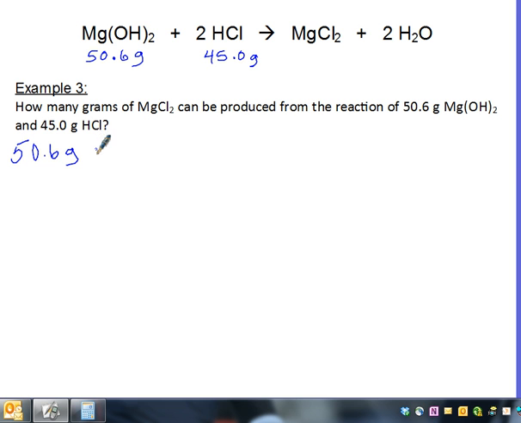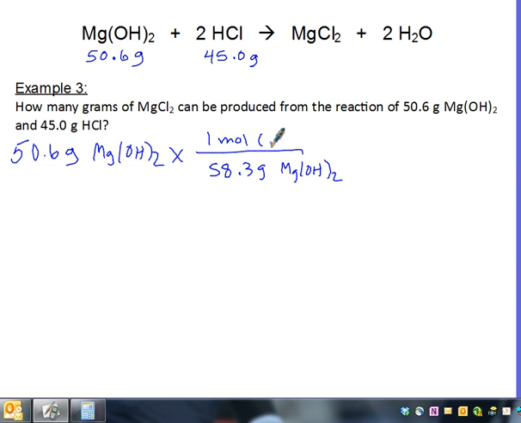Since we have 50.6 grams of magnesium hydroxide, Mg(OH)2, we're going to convert that to moles, because that's what we compare. We compare moles of everything. So we're going to say the molar mass is 58.3 grams of Mg(OH)2 for every 1 mole of Mg(OH)2. Man, we are on the struggle bus. When you divide, you get 0.868 moles of Mg(OH)2.